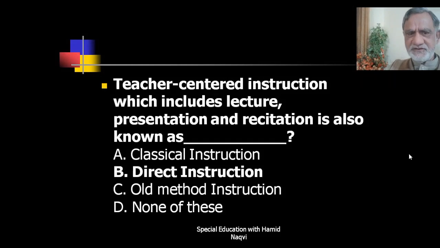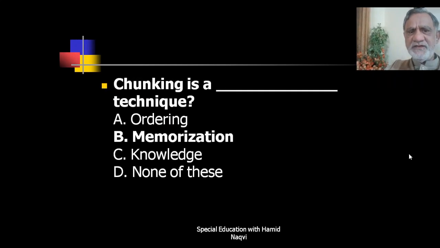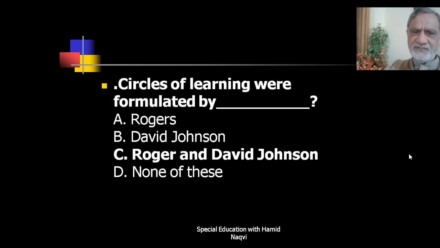The teacher-centered instruction, which include lectures, presentation, and recitation, is also known as classical instruction, direct instruction, old method instruction, or none of these. Answer is direct instruction. Chunking is dash technique. It is ordering, memorizing knowledge, or none of these. It is memorization technique. Circles of learning were formulated by Rogers, David Johnson, or Roger and David Johnson, or none of these. Correct is both Rogers and David Johnson.